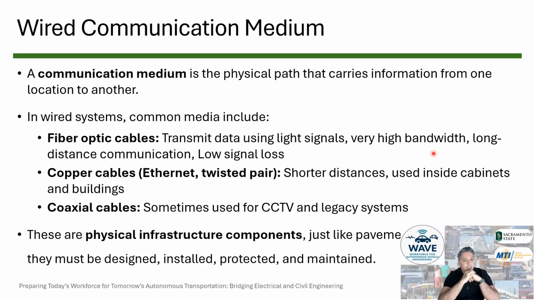Then we have copper cables, which is like Ethernet twisted pair cables. It covers shorter distances, and it is used inside cabinets and buildings. So you may have seen that a lot. And another medium is the coaxial cables that are sometimes used for CCTV and certain security systems. Now these are physical infrastructure components for the communication.